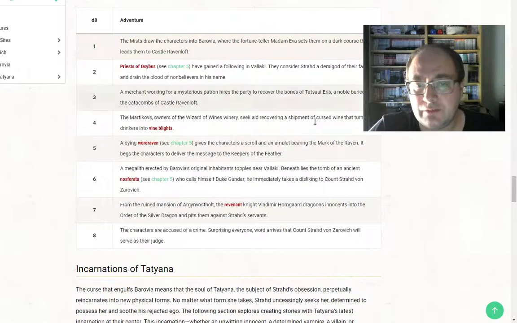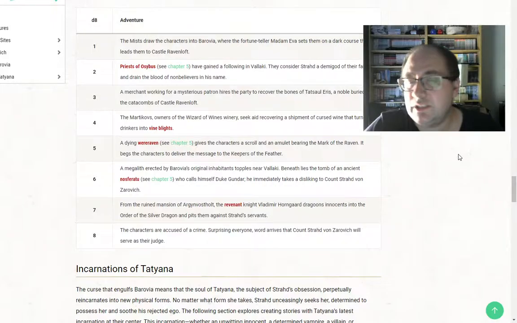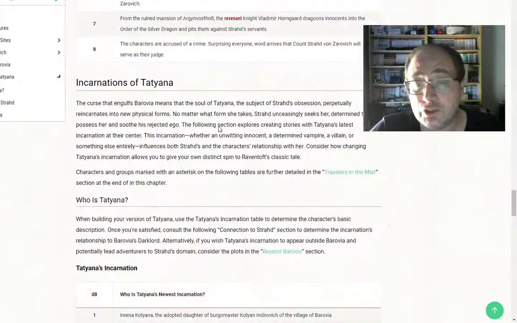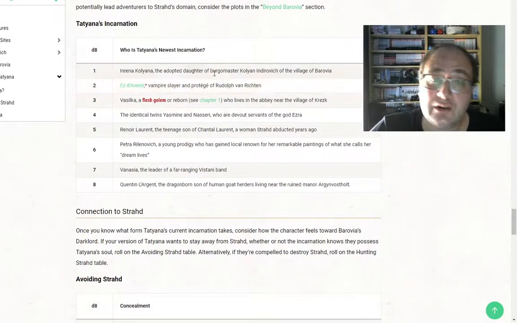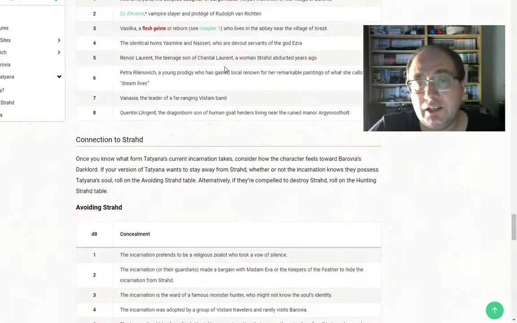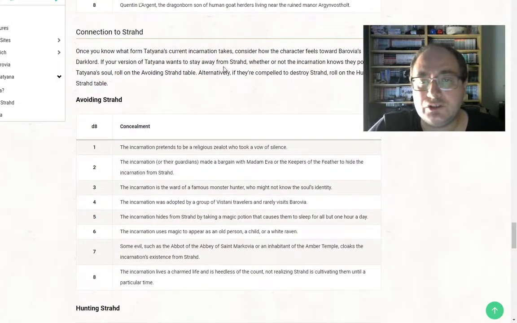I think some of these locations, like for example Argynvostholt or Wizard of Wine, are detailed very well in Curse of Strahd. So this is not actually the best GM tool, but this could be really good to add as side quests to a Curse of Strahd campaign or as a one-shot adventure. Where it gets much better is here, and that is the different incarnations of Tatiana, connections to Strahd.